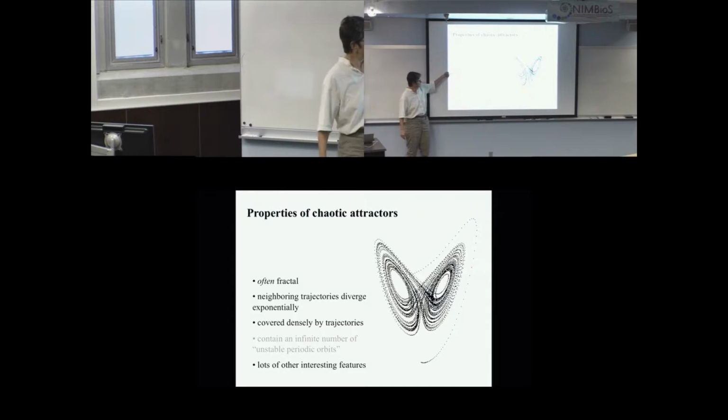This is fancy words for that sensitivity, the butterfly flapping its wings. If I were to start this point not here, but here, we would see the same asymptotic structure, but instead of going over here and around in a bunch and then over here, it might trace it out in a different order.